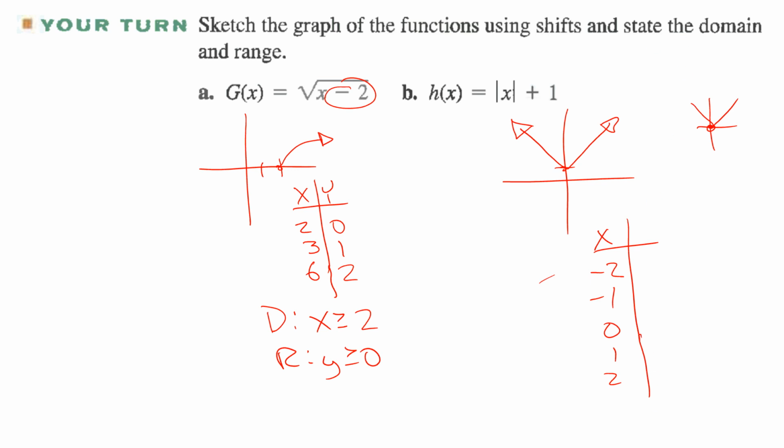And so the absolute value of 0 is 0, plus 1 is 1. The absolute value of -1 is 1, plus 1 is 2, and then 3 and 2 and 3. Domain is going to be all real numbers. It goes left and right forever. Range, y is greater than or equal to 1.